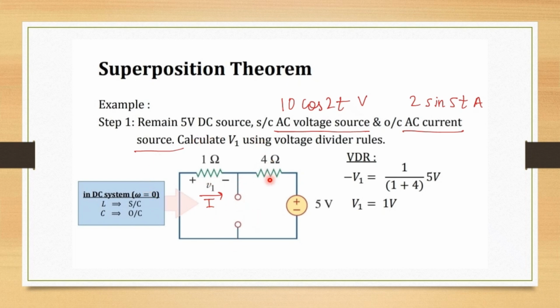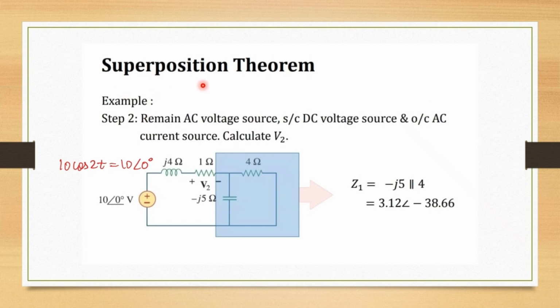And here you can see the polarity is from positive to negative, so the current flows in this direction. Since it's going from positive to negative, we have taken the value of V1 as negative in our calculation. But overall, when we solve it using the voltage divider rule, we find out that V1 has a positive value, which is 1 volt.